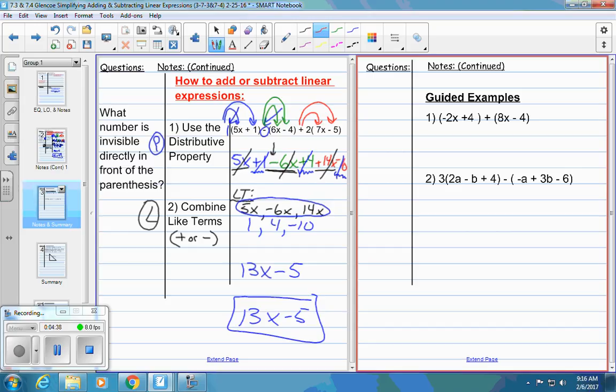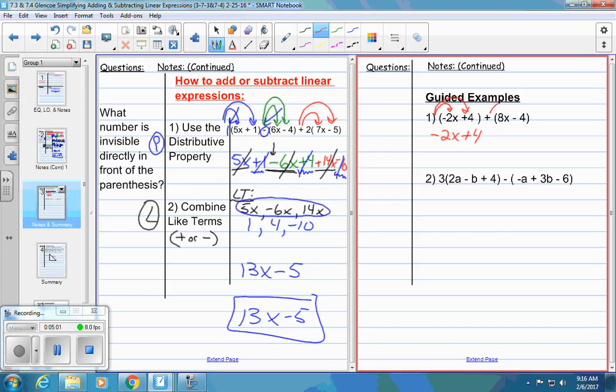Whenever we're adding or subtracting linear expressions, it's the same as simplifying the expression. Step 1 would be to use the distributive property. So we have this invisible 1 in front here. That gets me -2x times +4. And again, remember, distributing that invisible 1 makes the parentheses go away.